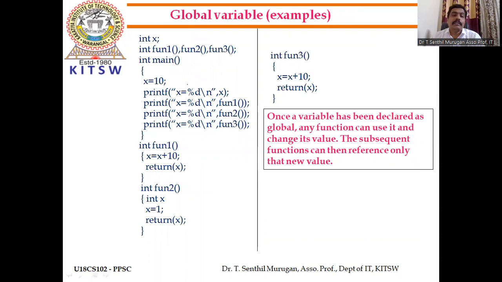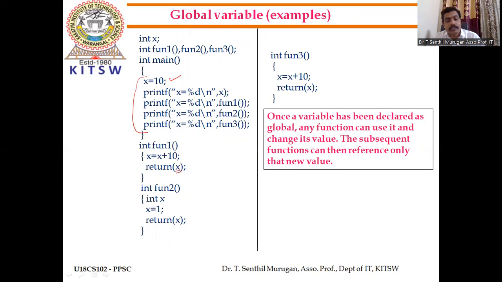See this example here, functions 1, 2, 3 are declared here. Then the variable x is declared inside the main function as 10. So this 10's scope is the entire block, not the entire program. Till the main function, x value is 10. Then function 1 is called. Function 1 is not getting any value from the main function, but we have already declared the external value. So x is 10, then 10 plus 10 will be there, and it will return this value.